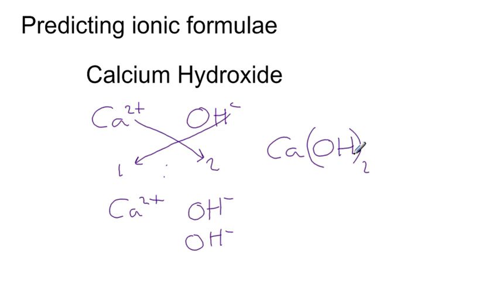Now the brackets show us that we have got two hydroxide ions for each single calcium ion. These brackets are important. If the bracket wasn't there, the formula would be this. Now this is incorrect because this tells us that calcium hydroxide has got one calcium, one oxygen, and two hydrogens. In reality, calcium hydroxide has got one calcium, two oxygens, and two hydrogens. So we use the brackets to avoid any confusion.